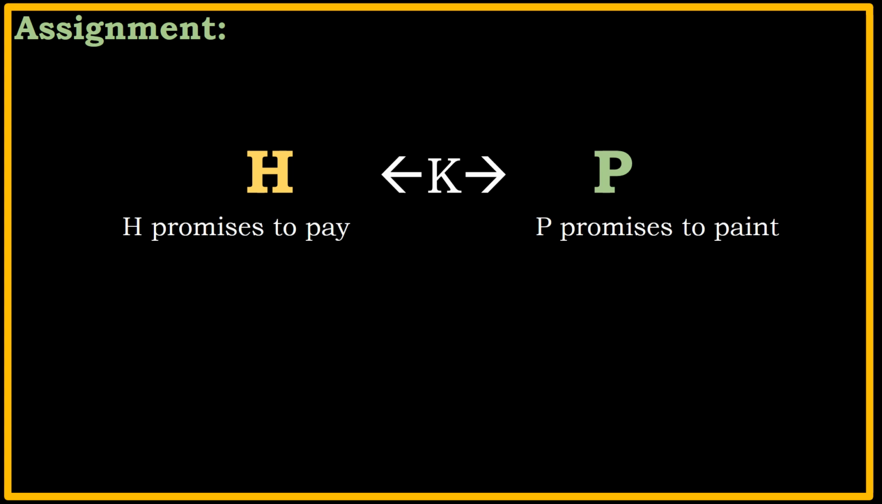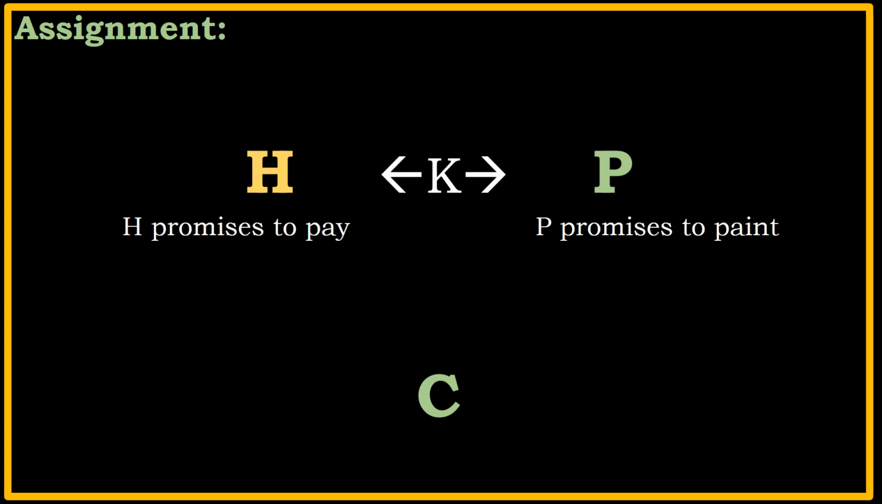Let's look at an example of an assignment of rights to better understand what assignment is, how it works, and the terminology we use in conjunction with an assignment of rights. So here's our contract. We have a contract between H and P. H is the homeowner and P is the painter. So we have a contract between homeowner and painter. Homeowner naturally promises to pay painter, and painter promises to paint homeowner's house.